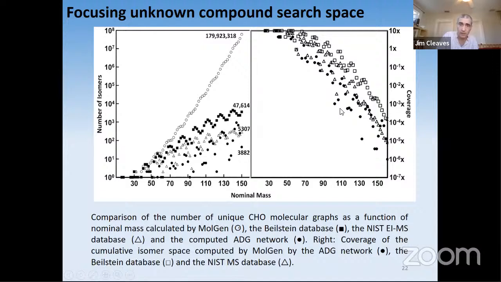And the nice thing about this is, if you restrict yourself to trying to find compounds that are present in this network, by the time you get to 150, 160 AMU, you've actually compressed the search space by a factor of 1 million, right? So it allows you to now go in and say, well, I know that we have a compound of this formula. What can it possibly be? Well, you don't have to worry about the 180,000 possible isomers. You can worry about a much smaller number of things.